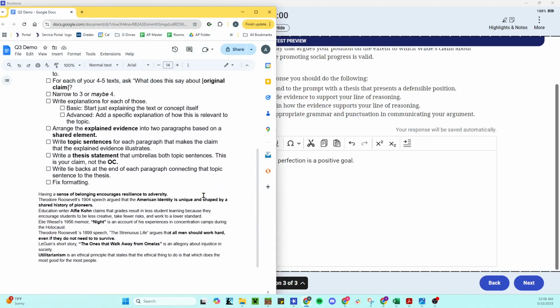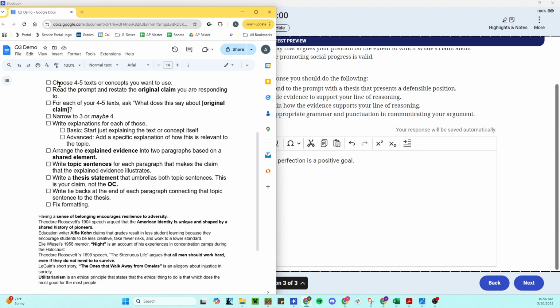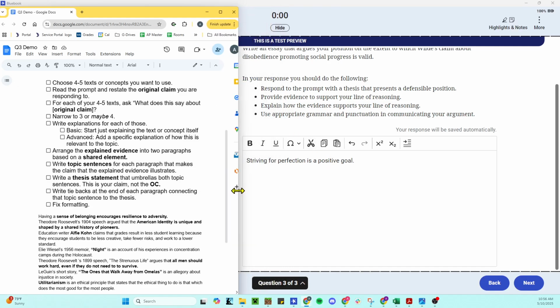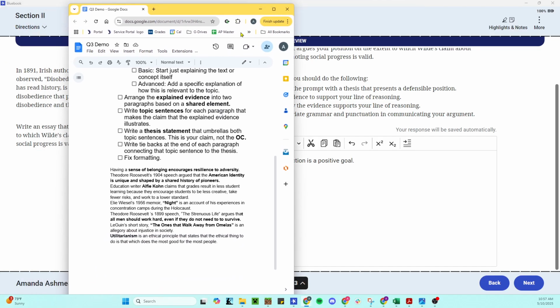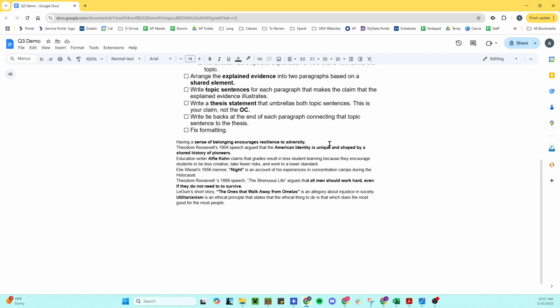Okay, so now it says choose 4 to 5 texts or concepts you want to use. We have perfection, the original claim, which is going to be that striving for perfection is a positive goal. And then I'm going to look through these and ask what does each say about that original claim? Okay, so we know that we're doing something with striving for perfection.